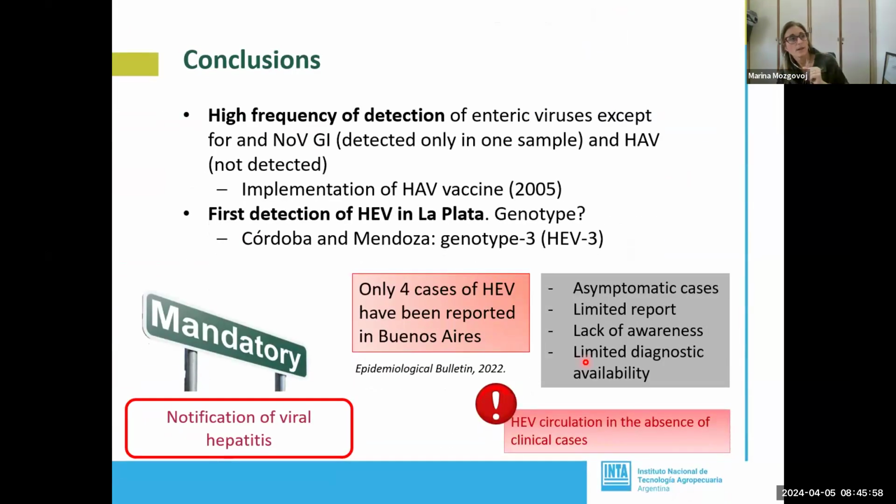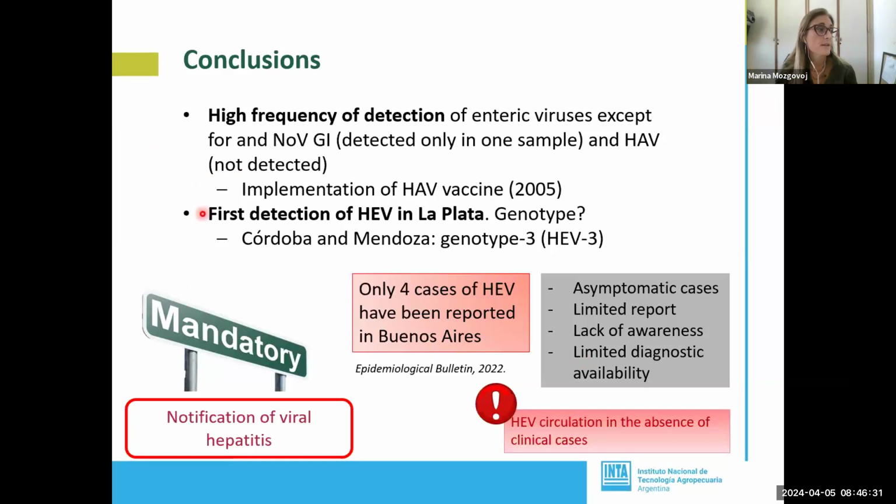To conclude, our results demonstrate high frequency of detection of enteric viruses except for norovirus genogroup 1, only detected in one sample, and HIV that was not detected. This could be explained by the implementation of HIV vaccines since 2005 that led to a decrease in number of cases, number of infections reported caused by this virus.